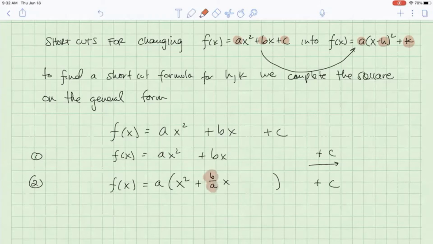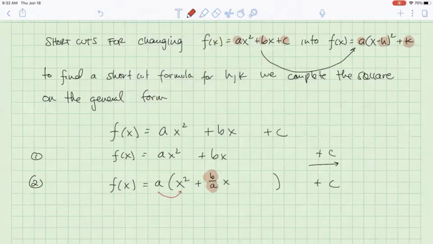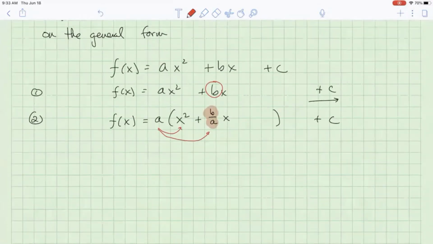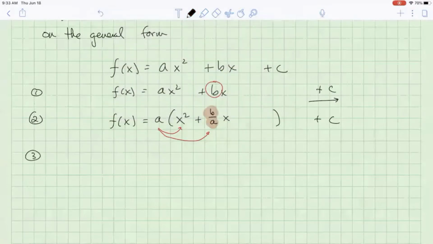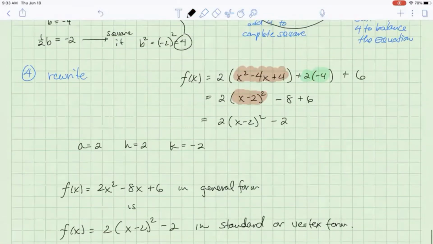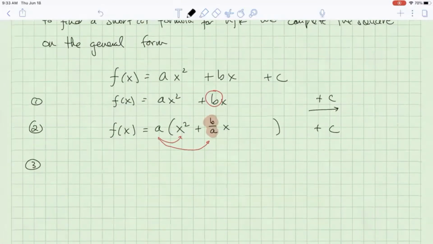So that's my next significant feature. And I know it's b over a because when I multiply this a back through the distribution, I'll get the ax squared. And then when I multiply a by b over a, the a's will cancel and I'll get this b back. So then in step 3, what did I call step 3? I forget. Complete the square inside the parentheses.